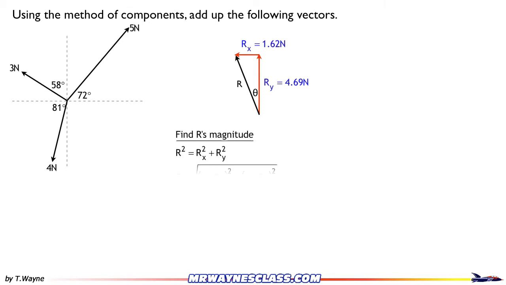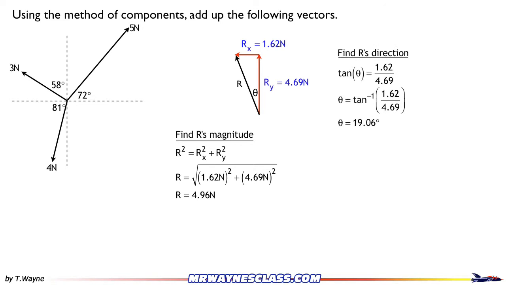So to find the magnitude, I'll use Pythagorean's theorem, as shown on the screen. And to find the direction, I'm going to use trig. So I'm going to use the tangent function of opposite over adjacent in order to find the angle. And I actually use the arctan, or the inverse tan, to get 19.06 degrees.